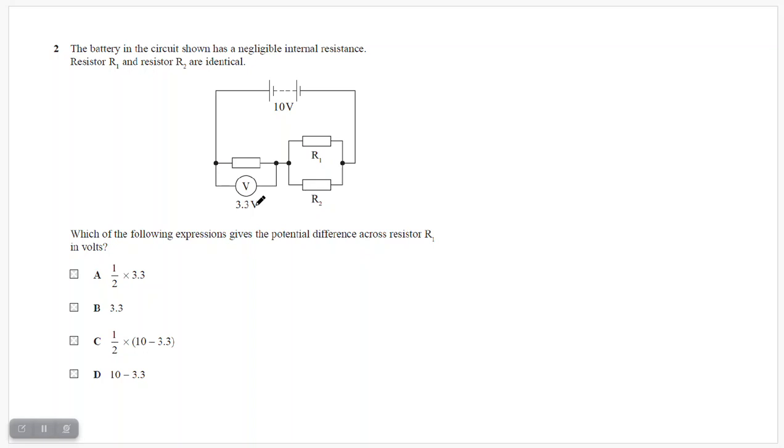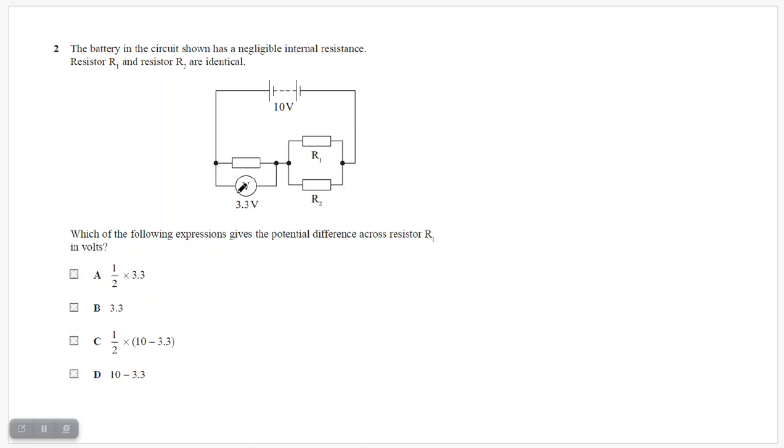For question 2, the battery in the circuit shown has negligible internal resistance. Resistors R1 and R2 are identical, right? Which of the following expressions gives the potential difference across R1 in volts? So I want you all to look at these two as one component and this the other component. Now try and connect. How are they connected? So these two are in series with this one. Of course, these two are in parallel, I get it. But these two collectively are in series with this one.